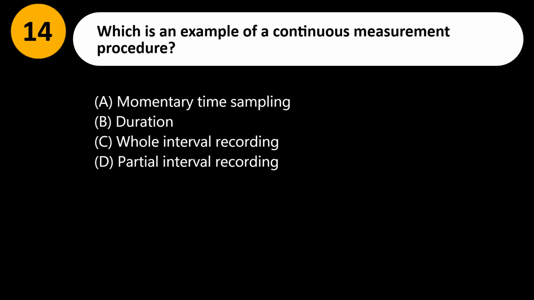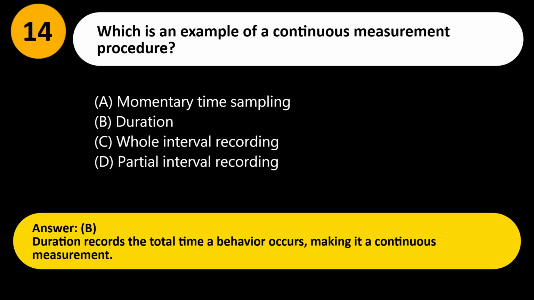Partial interval recording. Answer, B. Duration records the total time a behavior occurs, making it a continuous measurement.